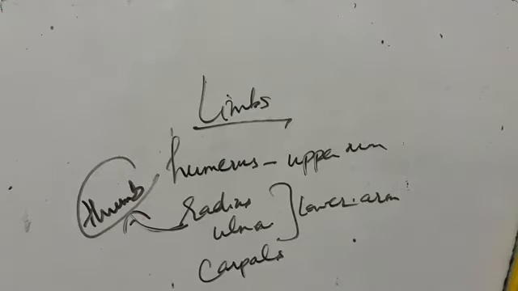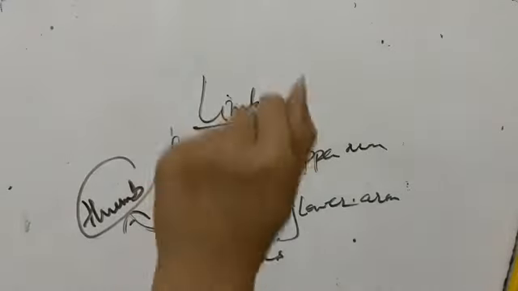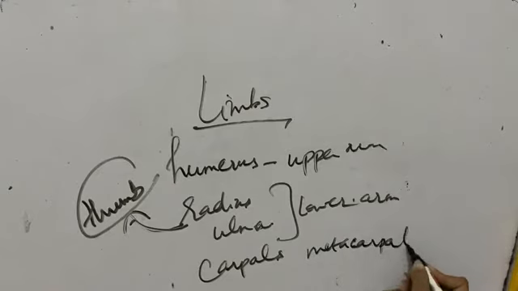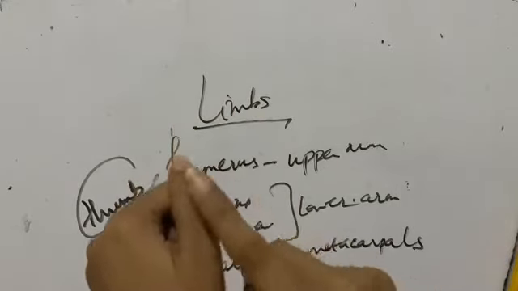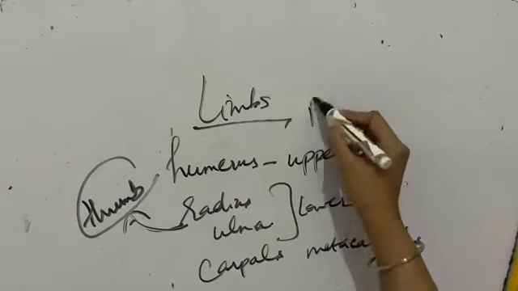Then there are 5 bones present in your palm. This region, 5 bones, and they are known as metacarpals. And after that are present 14 bones in your fingers, like 3 in each finger and 2 in thumb. Total comes out to be 14 in total. Got it? And these 14 are known as phalanges.